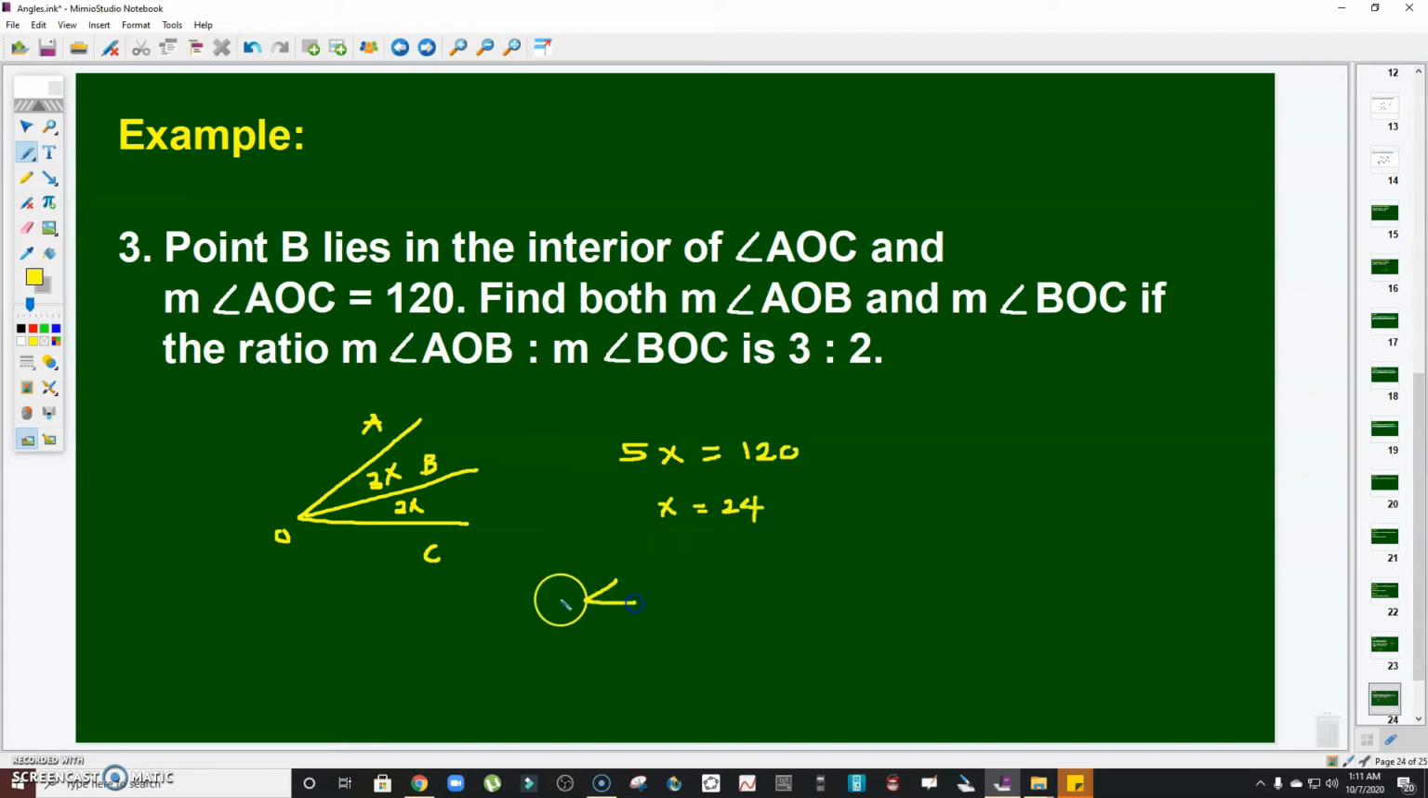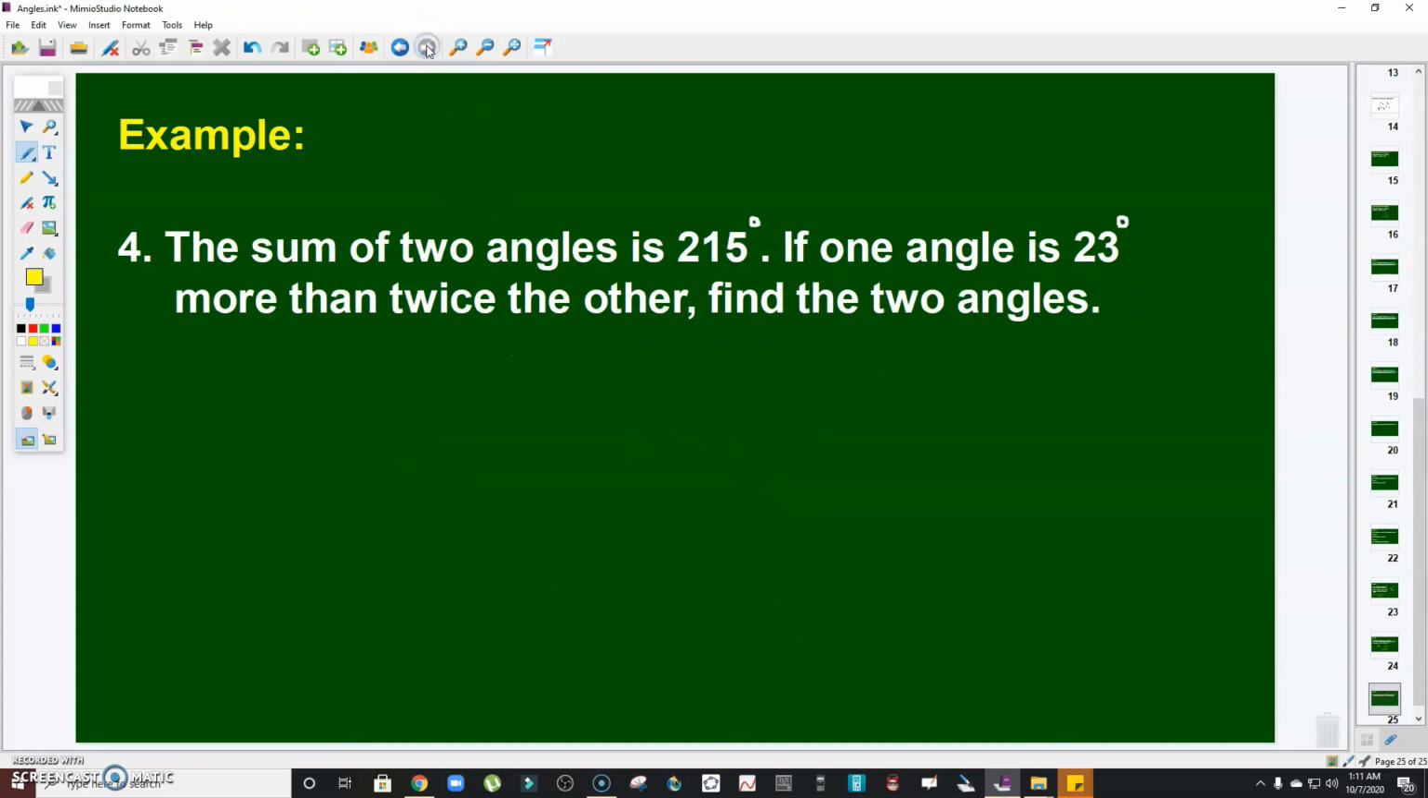So, meaning to say, yung measure ng angle AOB, then tapos yung ratio is BOC, alright? So, since 3:2 yan, which is 3x yan, all you have to do is 24 times 3. So, therefore, this is 72. On the other hand, since ang BOC is twice, 24 times 2, that is 48. So, add mo yon, so, that will give you 120. Clear? Okay, so we're now on the last problem or last example for this video.